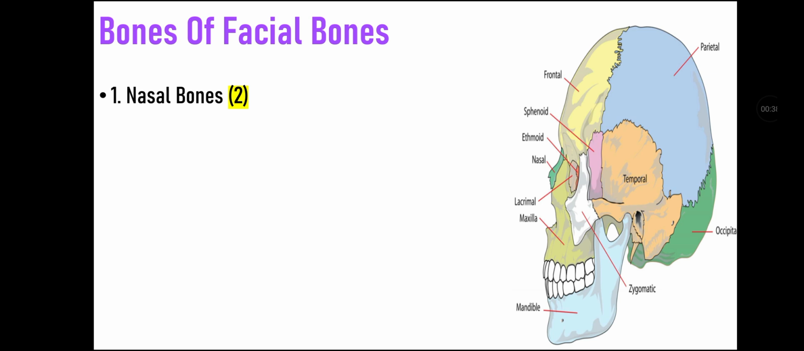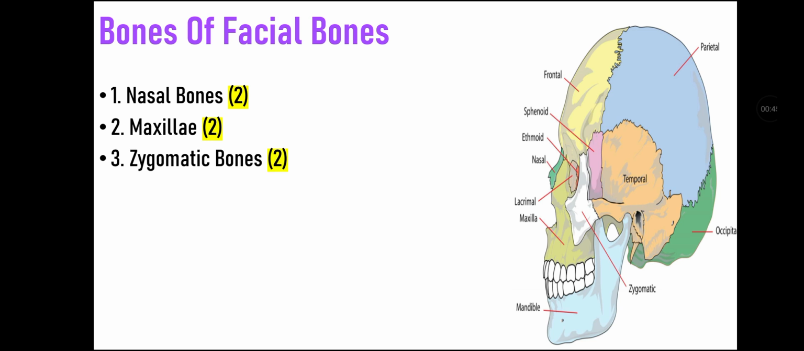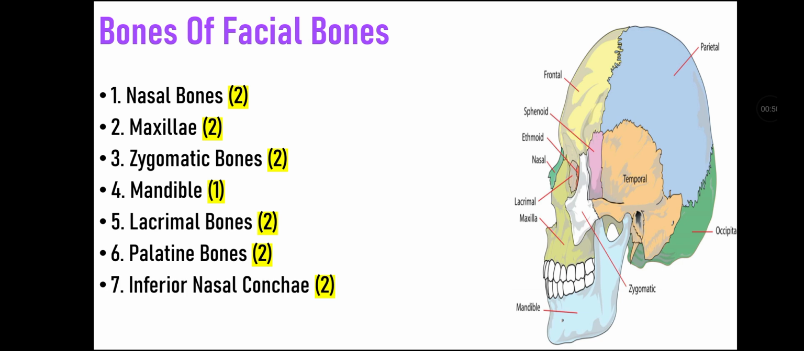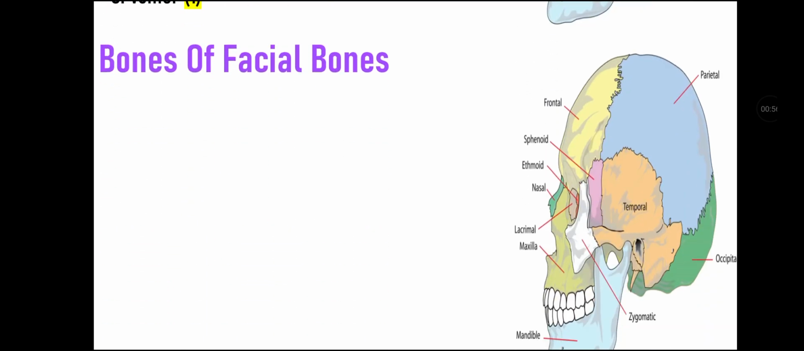Talking about bones of facial skeleton or facial area, we have a nasal bone, maxilla, zygomatic bone, one mandible, two lacrimal bone, two palatine bone, two inferior nasal conchae, and one molar, as you can see here in the diagram. Now let's talk about these facial bones one by one.